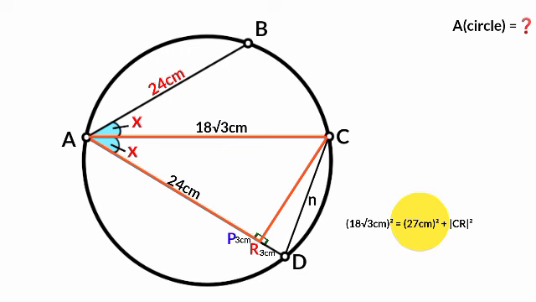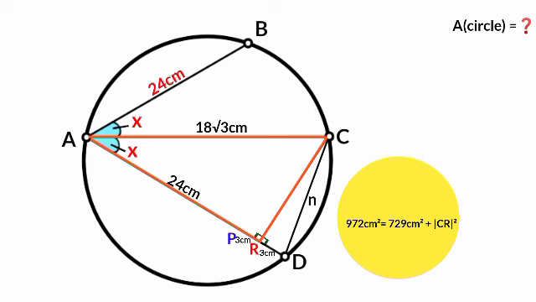27 centimeters all squared is 729 centimeters squared. Here 18 root 3 centimeters all squared is 18 squared times root 3 squared times centimeters squared. 18 squared is 324. Root 3 squared is 3. 324 times 3 times centimeters squared is 972. So 972 centimeters squared equal to 729 centimeters squared plus line CR squared.